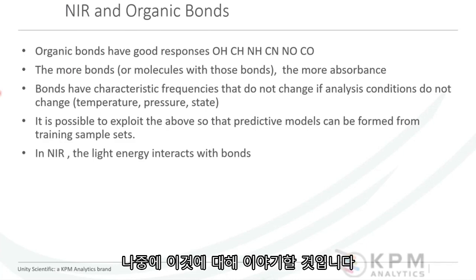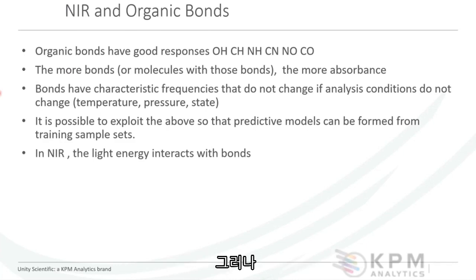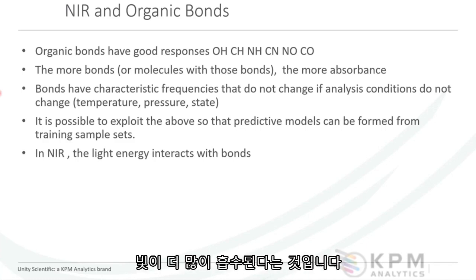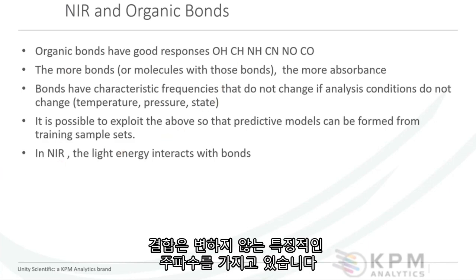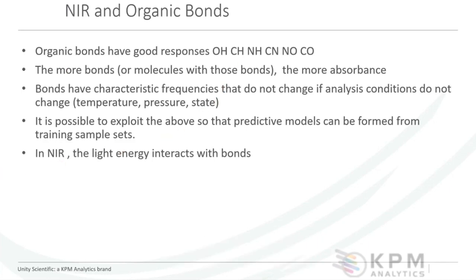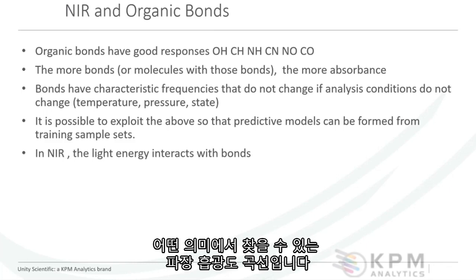We'll talk about this later on, but one of the things we can speculate on, and is in fact true, is that the more bonds we have, the more light is absorbed. So if we've got a particular absorbance of a CH bond, the more CH bonds present in our sample, the more the light will absorb at that wavelength. Bonds have characteristic frequencies that do not change if analytical conditions do not change. So this is not a simple one-wavelength absorbance curve that you might find in a simple colorimetric test.